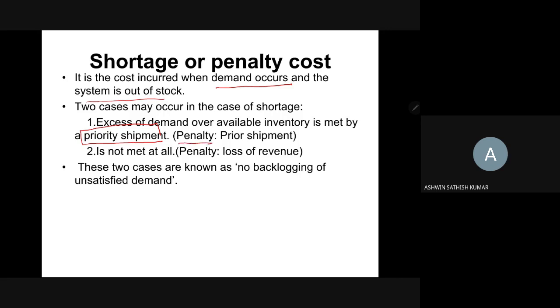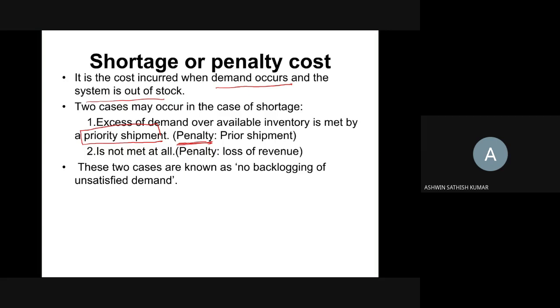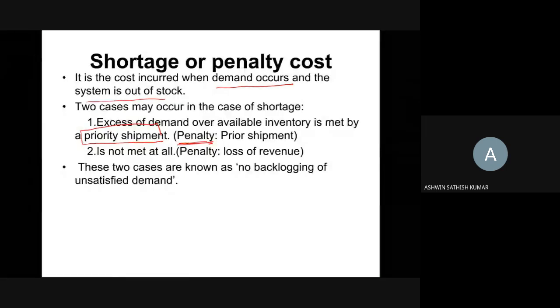This involves some kind of penalty, meaning sometimes you have to pay more money to the other shopkeeper. So that is the penalty associated with prior shipment. Or the shopkeeper can say, "Brother, I don't have the item, go and take it from somewhere else." Means you straightforwardly deny that you don't have the item, you can go elsewhere. So the demand is not met at all.